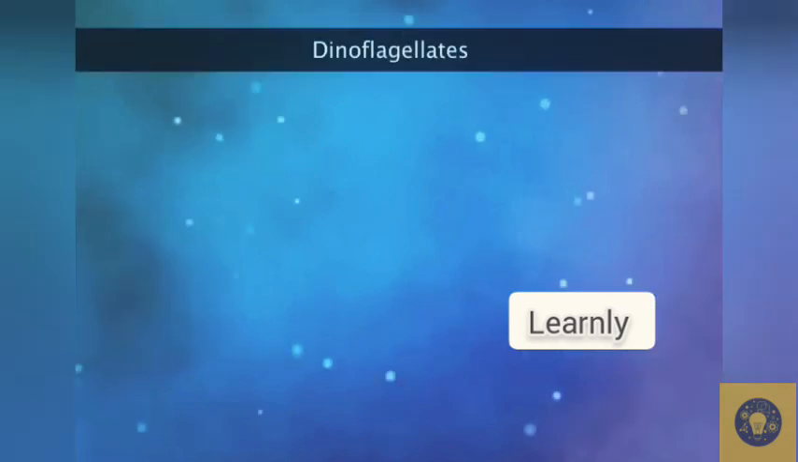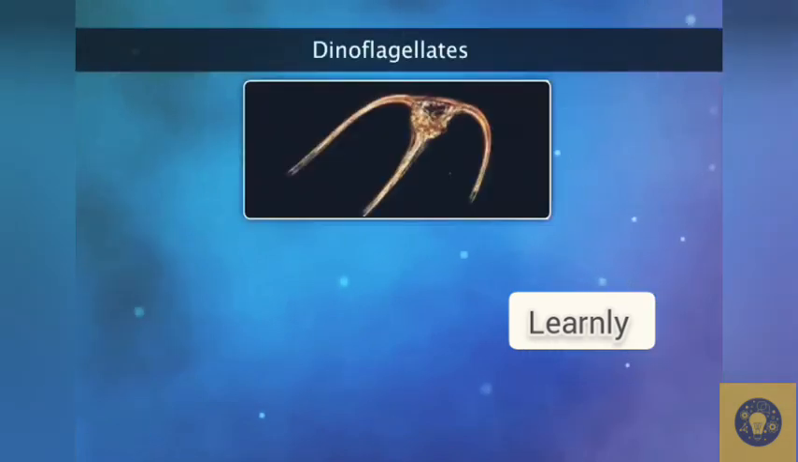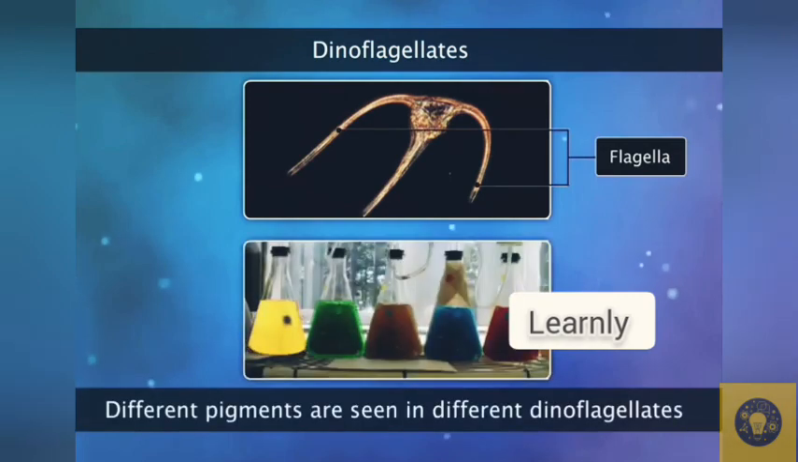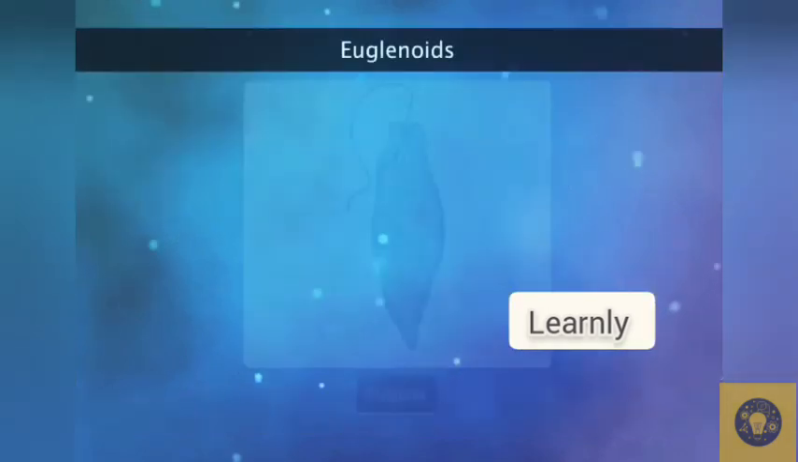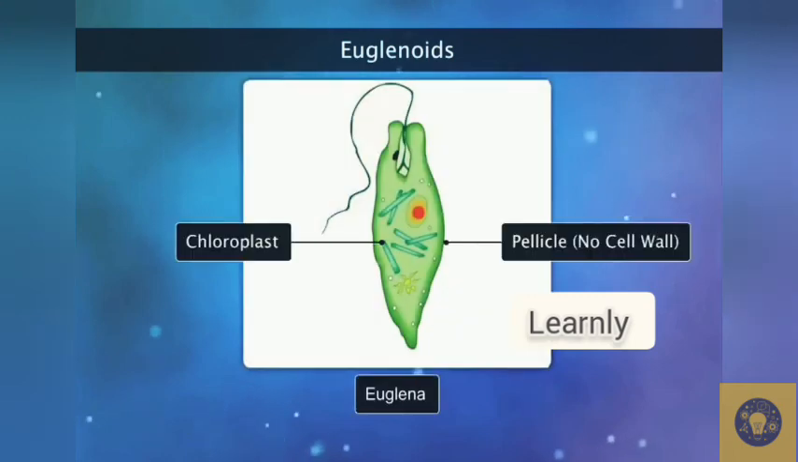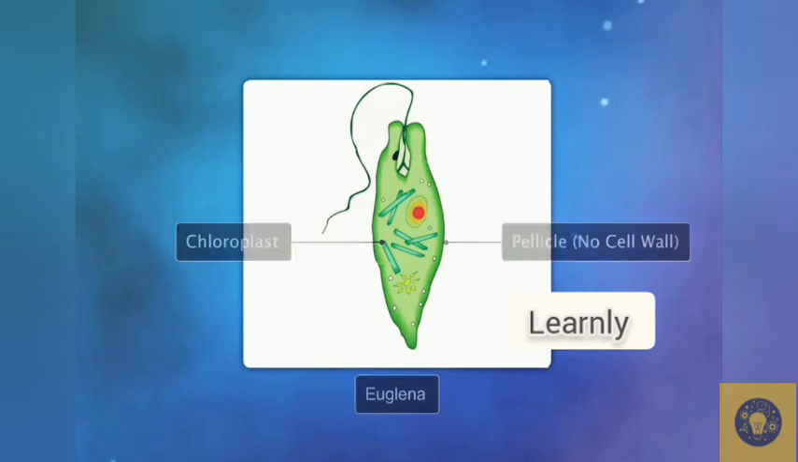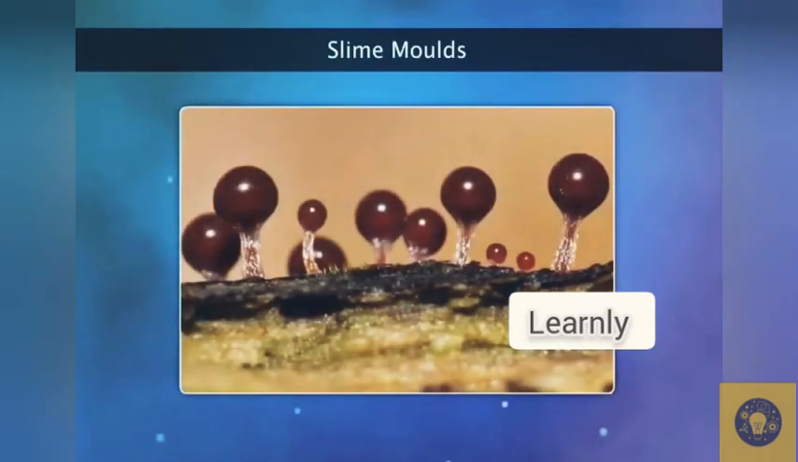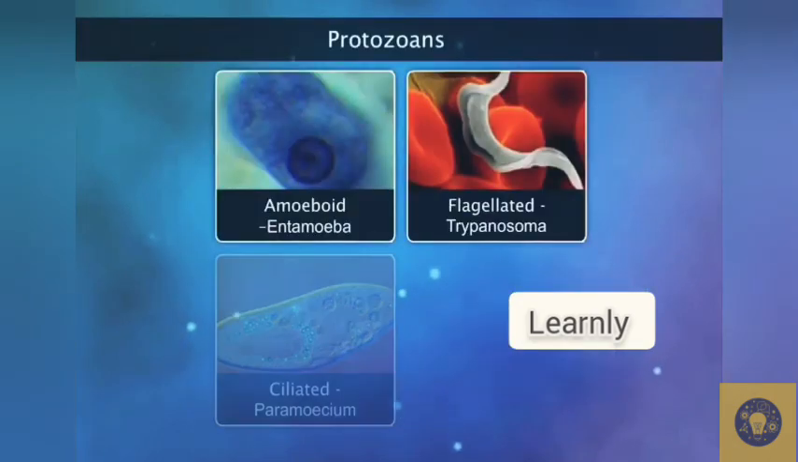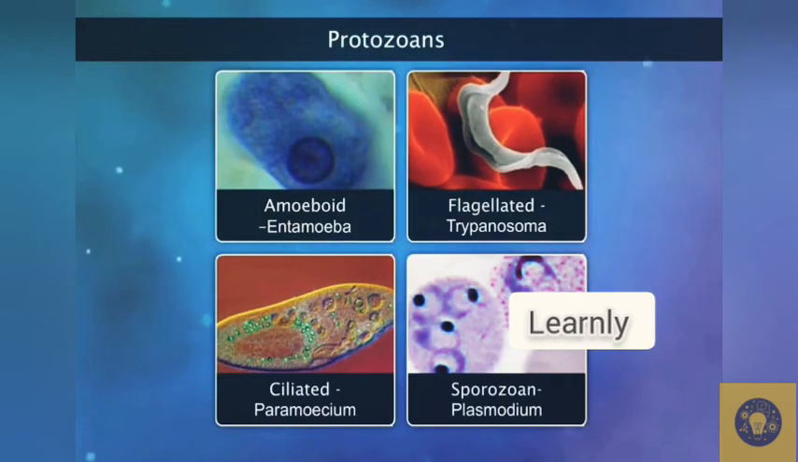Dinoflagellates are photosynthetic, contain two flagella, and have yellow, green, brown, blue or red pigments in their cells. Euglenoids are photosynthetic and contain a protein-rich layer, pellicle, instead of the cell wall. Slime molds are saprophytic and are seen as aggregates. Protozoans are heterotrophic and are grouped into amoeboid, flagellated, ciliated, and sporozoans.